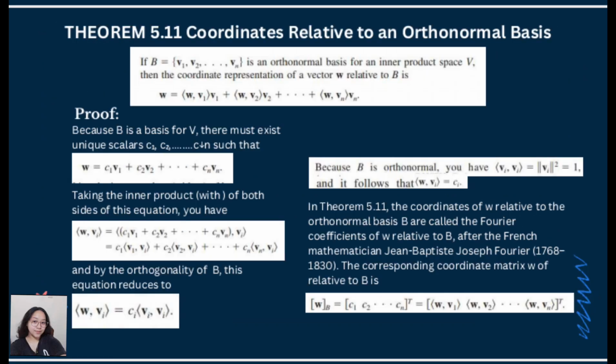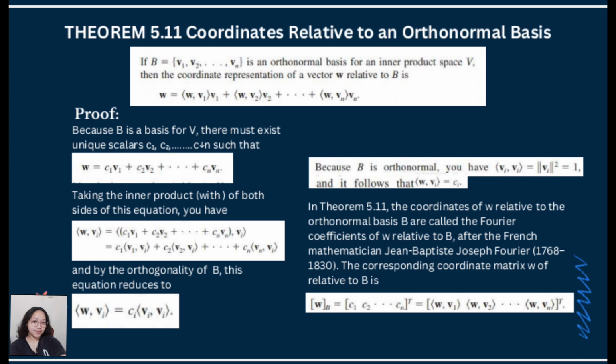Theorem 5.11, the coordinates relative to an orthonormal basis. So, it says here, if a set B equal to {v1, v2, ..., vn} is an orthonormal basis for an inner product space V, then the coordinate representation of a vector w relative to B is w = <w, v1> multiplied by v1 plus <w, v2> multiplied by v2 plus <w, vn> multiplied by vn.